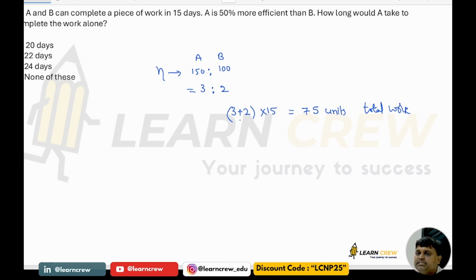Now the question is, how long would A take to complete the work alone? A alone can finish the total work in how much time? 75 units. A's capacity is 3 per day. 75 by 3. Here A is taking 25 days alone to complete the work. So the answer is none of these. Here the answer is 25.